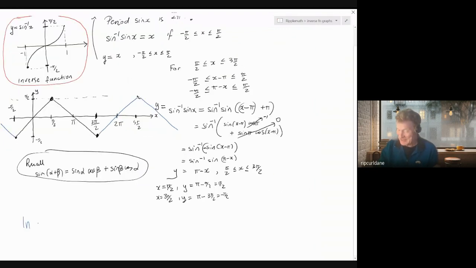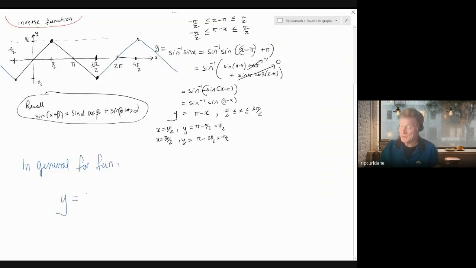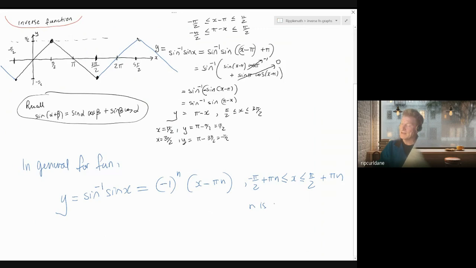In general, for fun, the actual equation of this, so this is inverse sine of sine x, is actually equal to, I've written it down somewhere, there it is, minus 1 to the power of n, times x minus pi n, and that's for x between minus pi on 2 plus pi n, multiples of pi, in other words, n is a whole number, and pi on 2 plus pi n, where n is an integer.